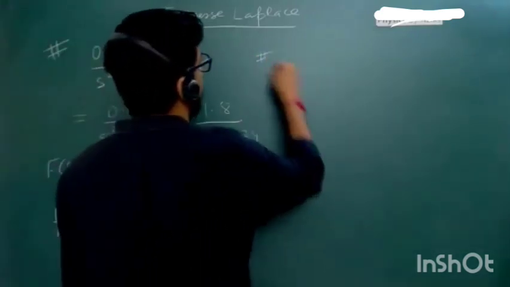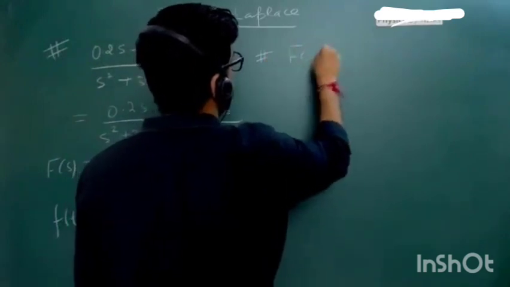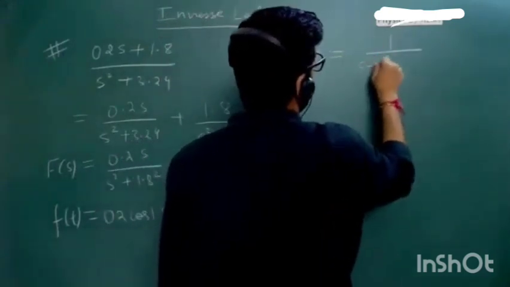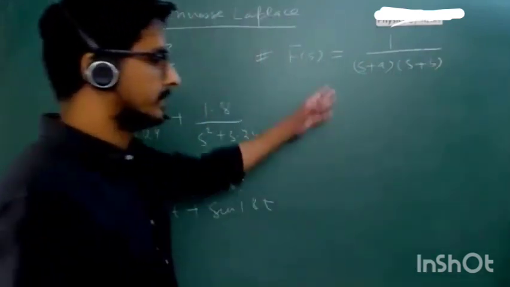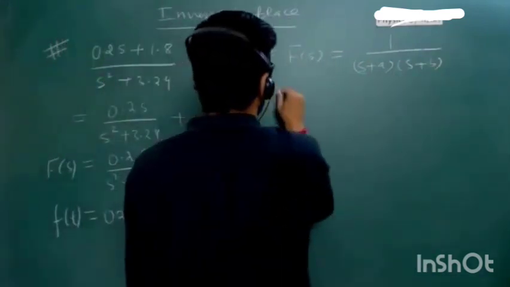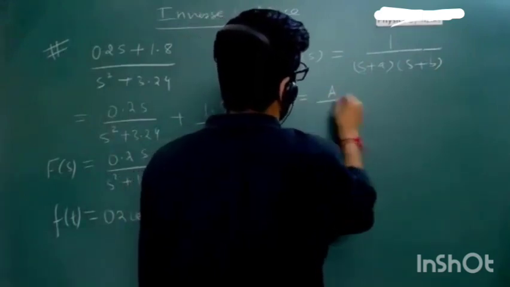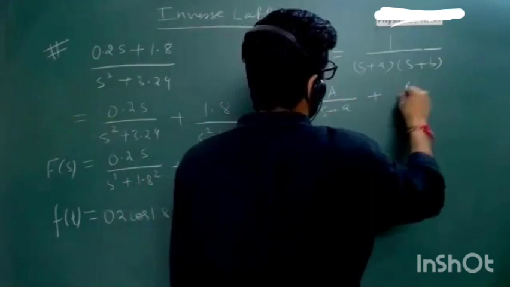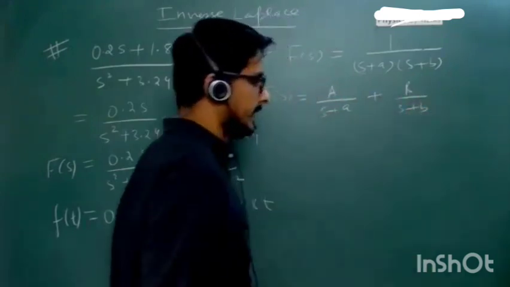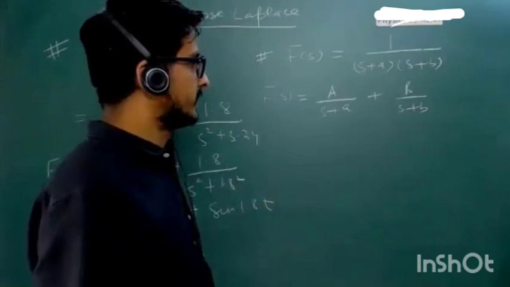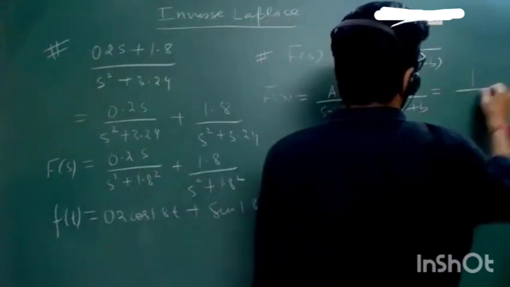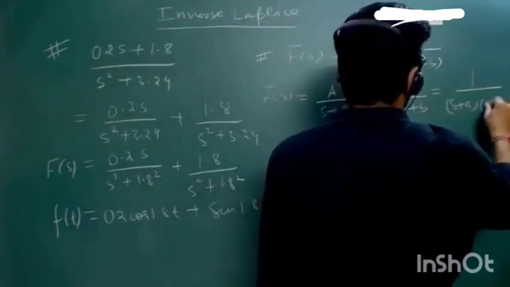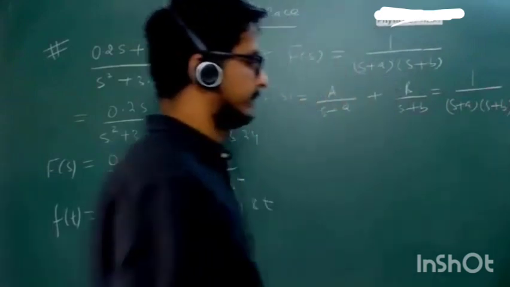Next, suppose we have some F(s). This was F(s), given by 1 over (s plus a)(s plus b). Suppose I want the inverse Laplace of this. In the first step, I will write F(s) is equal to A upon s plus a plus B upon s plus b, which is known as partial fraction. And when you write this equal to 1 upon (s plus a)(s plus b), what will happen?